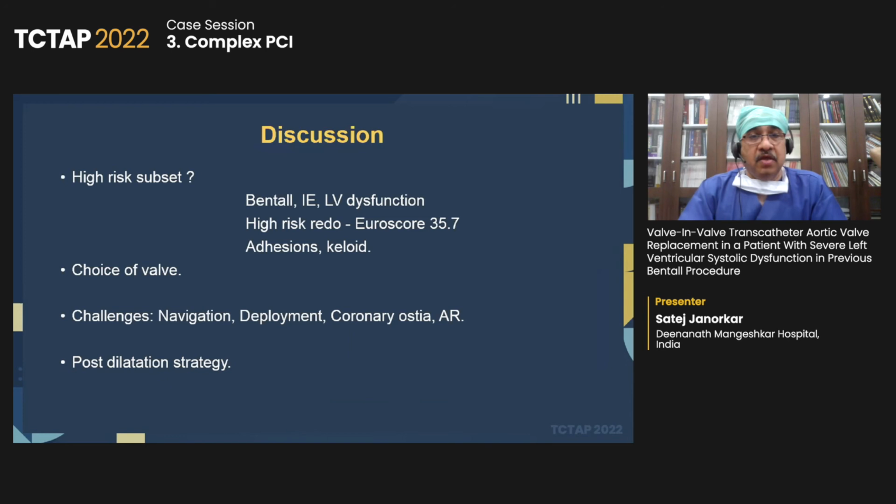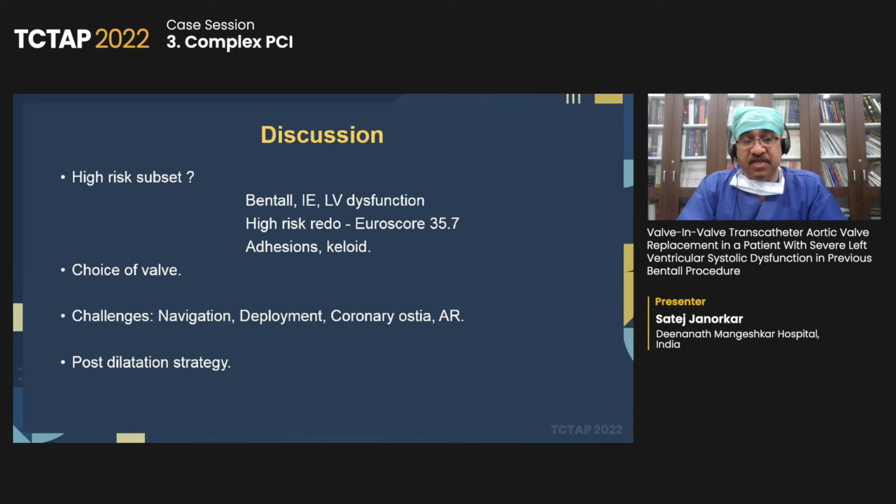The points to ponder for discussion: was it a high-risk subset? What could be the choice of valve here, looking at the scenario? And the challenges we faced, and the post-dilatation strategy: does every self-expanding valve need it or not?